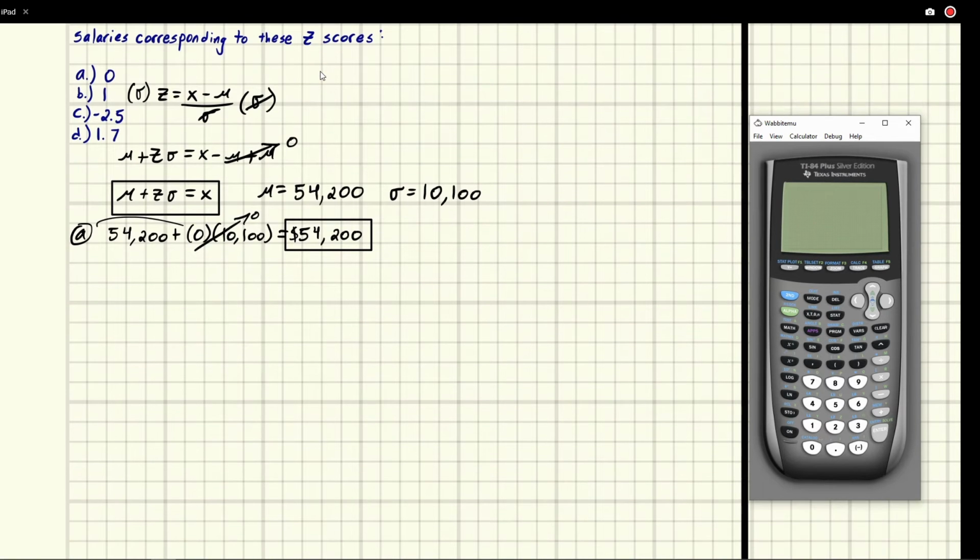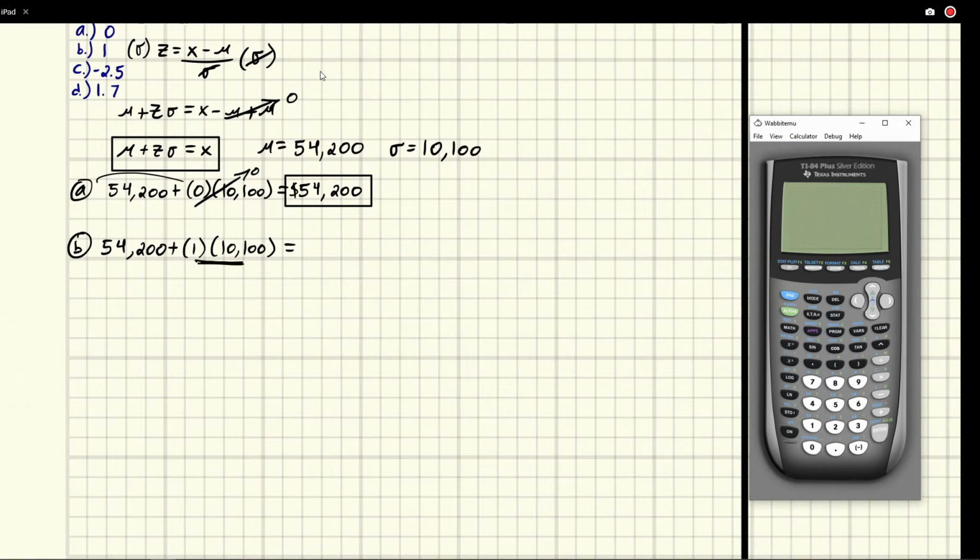All right, let's go for B. Again, we use our formula. So we've got the mean, 54,200 plus, and then we've got our z here, so that's 1 this time, times 10,100. And when we do this, this is just going to be 10,100, and we're going to add it. So we're going to get 64,300. And you can do this in a calculator if you want to check me. But this one will make the 5 go up by 1, and this one will make the 2 go up by 1. And this is dollars. Don't forget your units.